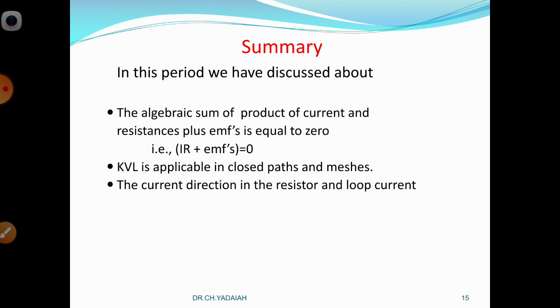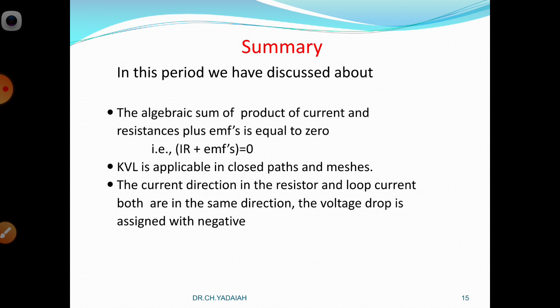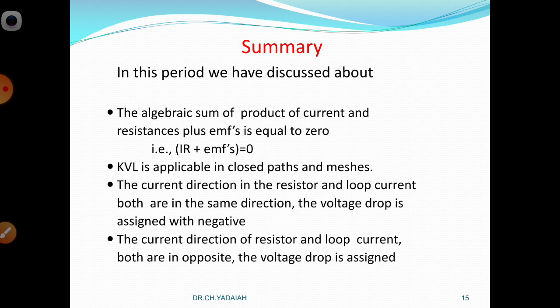Okay. If the current direction in the resistor and the loop current are both in the same direction, the voltage drop is assigned a negative value, and vice versa. If the current direction in the resistor and the loop current are opposite, the voltage drop is assigned a positive value. At the same time, by applying the basic concepts, we can find the unknown currents in a given network.